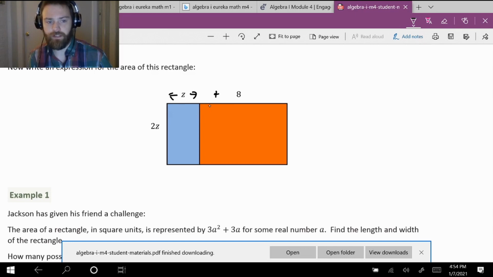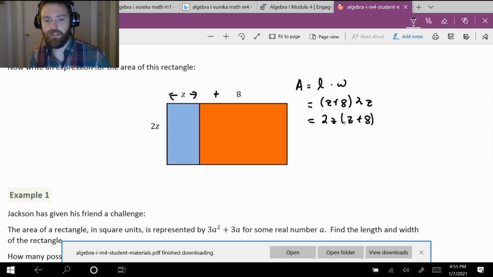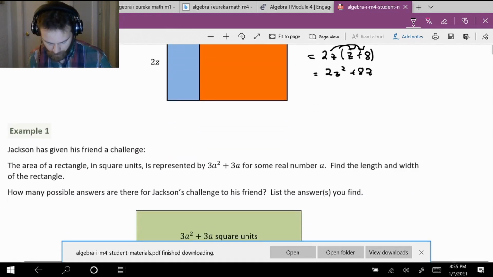And if that's the case, then I can just write area is equal to length times width, which is z plus 8 times 2z. And anytime you can write two expressions like this, you can use the commutative property of multiplication and just switch them around, and then 2z can distribute. So I get 2z squared plus 8z. And we're done.